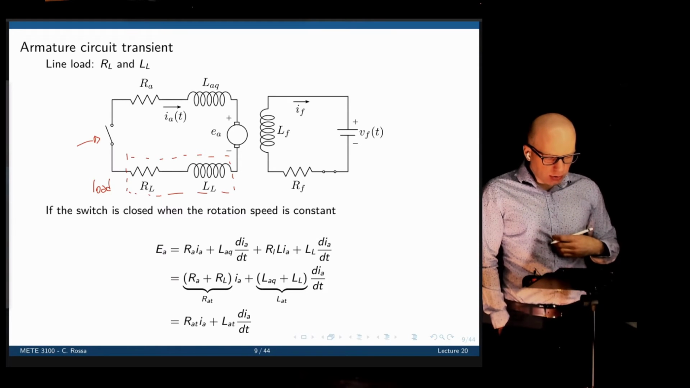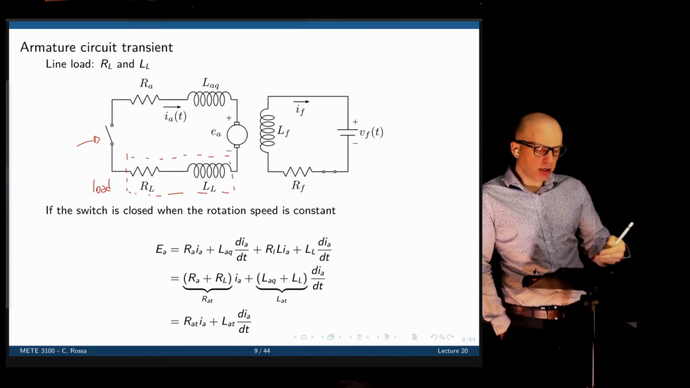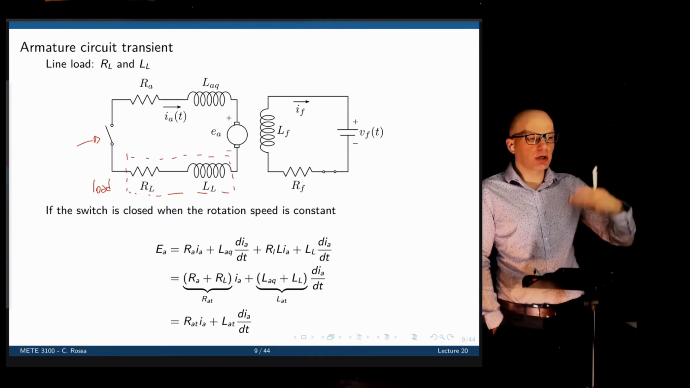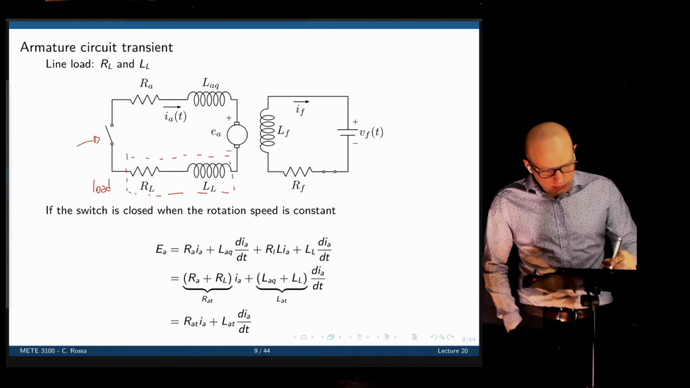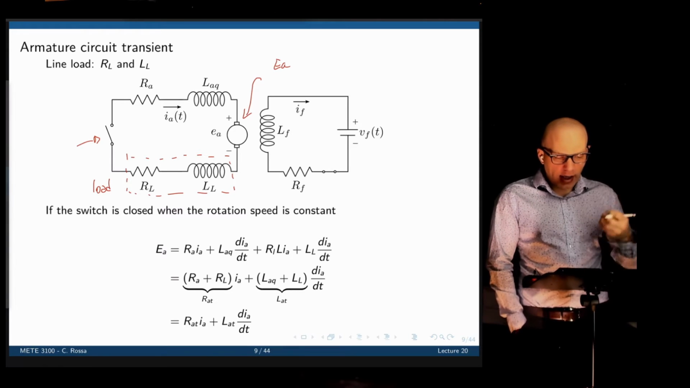So if this switch is closed when the rotation speed is constant, the EMF that was created here couldn't create any current because it was an open circuit. Now the circuit is closed, the current will develop. Now let's try to model this. Well, if this is the case, now the input to the circuit is EA, that's the voltage input, and is simply driving an LR circuit.